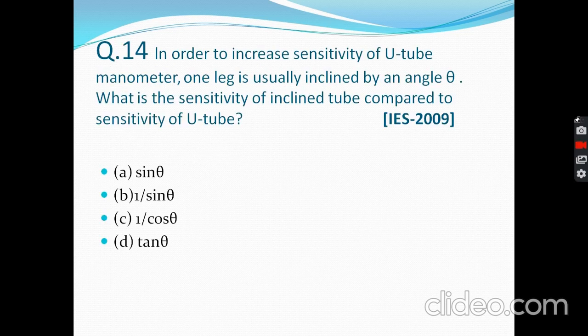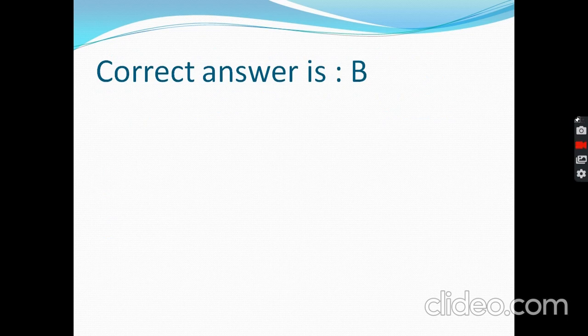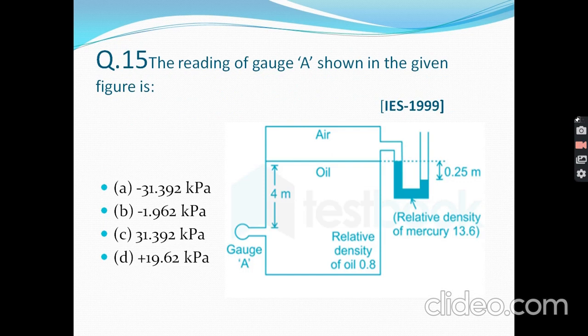Question 3. The pressure gauges G1 and G2 installed on the system show pressure of Pg1 is equal to say 5 bar and Pg2 is equal to say 1 bar. The value of unknown pressure P is. The atmospheric pressure is taken as 1.01 bar. And the options are A 1.01 bar, B 2.01 bar, C 5.0 bar, D 7.01 bar.